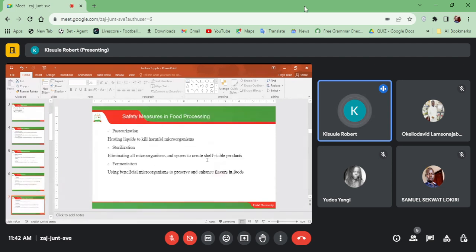Then safety measures in food processing. We have pasteurization, and this is usually in milk. How do we ensure safety when we are processing these particular foods? First of all, we want you to understand the particular food that you're processing. Having knowledge of the characteristics or properties of the particular food you're processing will help you as much as possible when you're trying to come up with safety measures on how you're going to handle the food. First, we'll look at pasteurization, heating liquids to kill harmful microorganisms.